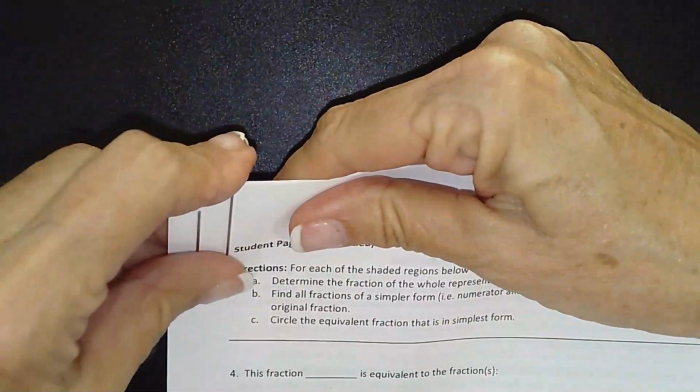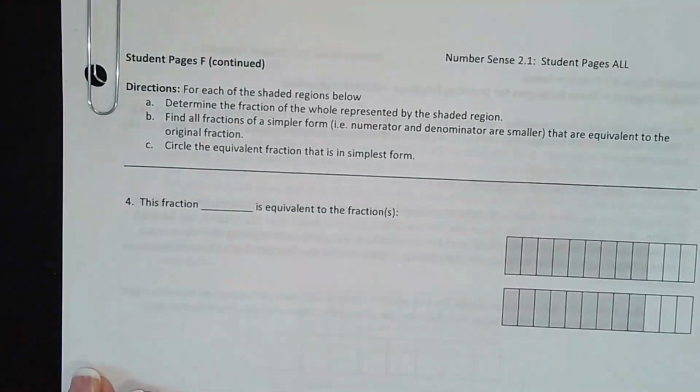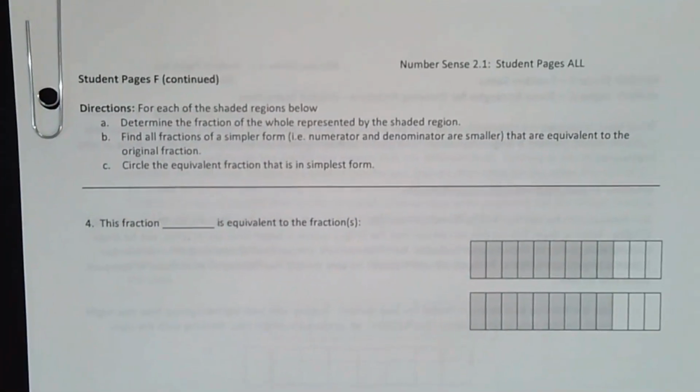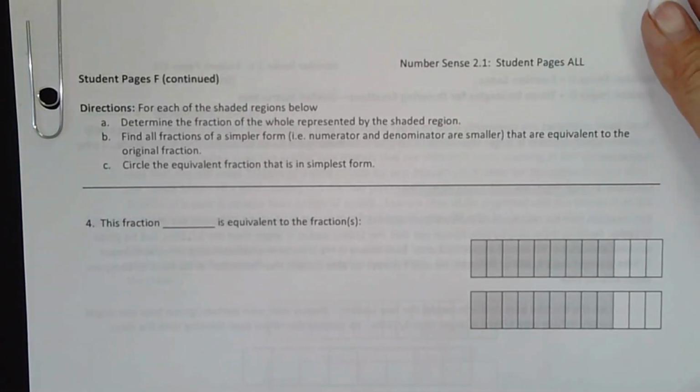Okay, it looks like we have a couple more of these, and then we move on to, I think, the word problems. So we're getting close here. For each of the shaded regions, determine the fraction of the whole represented by the shaded. Find all the fractions of simpler form. Circle the one in simplest. Oh, so this is exactly the same thing.